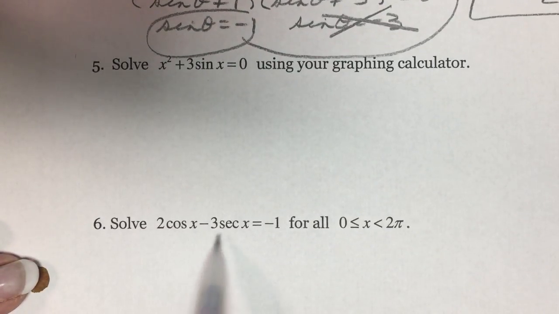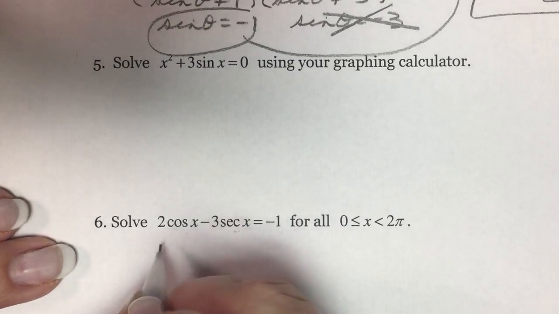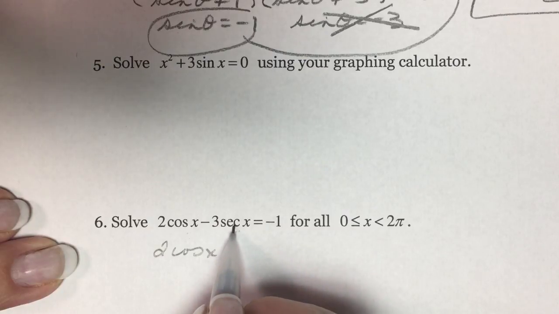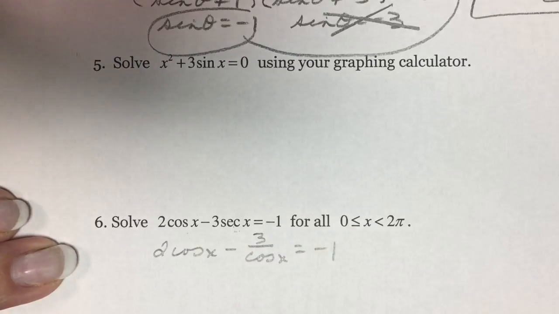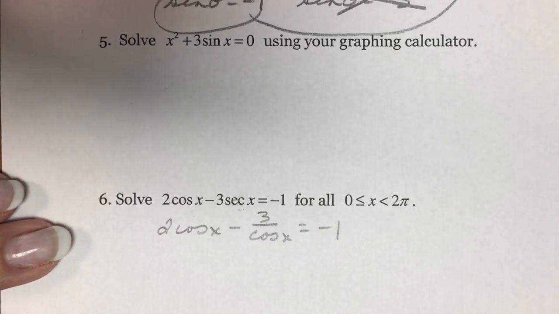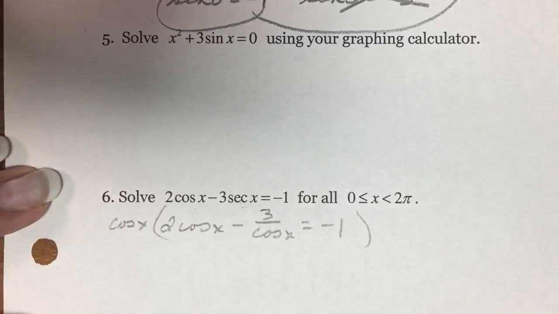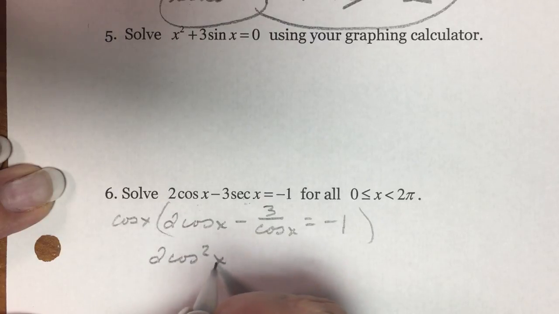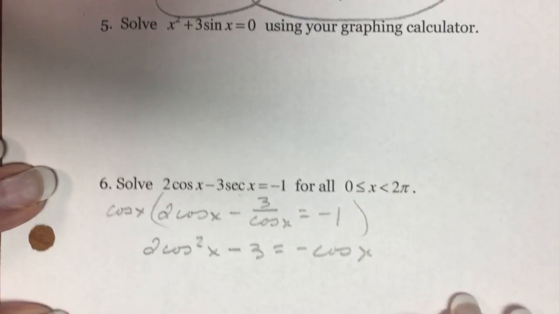So again, for number 6, you've got an issue because you have both cosine and secant. Let's change secant into cosine. So 2 cosine x minus, now secant is 1 over cosine, so this just becomes 3 over cosine x equals negative 1. Let's multiply everything through by cosine x to get rid of the fraction. That's going to give me 2 cosine squared x minus 3 equals negative cosine x.